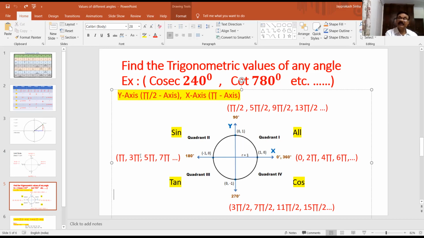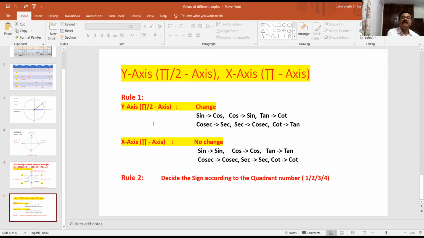Okay. So what is the rule that I'm going to teach you? The y-axis is the pi by 2 axis, and the x-axis is the pi axis. So rule 1 is, on the y-axis, the pi by 2 axis, if you are getting your angle by adding something to pi by 2 or subtracting something from pi by 2, like if you are interested to find cos 120 degree, then it is cos of 90 plus 30. This means the angle lies in the second quadrant.